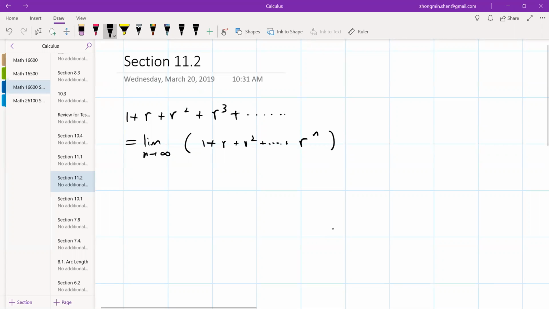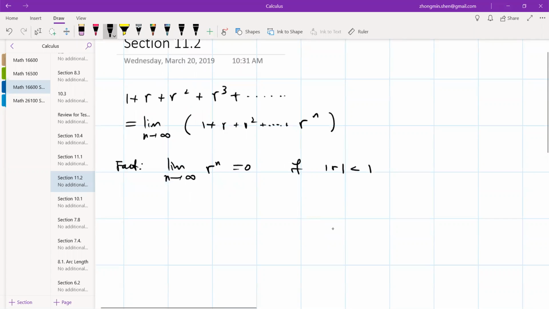So we have the following fact: the limit as n approaches infinity of r to the n is 0 if the absolute value of r is less than 1. Because the nth power, r times r times r, is getting smaller and smaller. If r is positive between 0 and 1, then r to the n is getting smaller and smaller. It approaches 0. Now, using this fact, maybe we can find the limit.